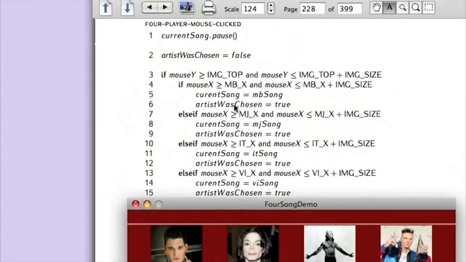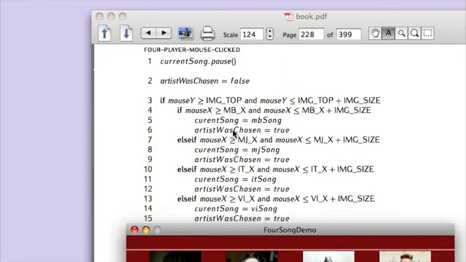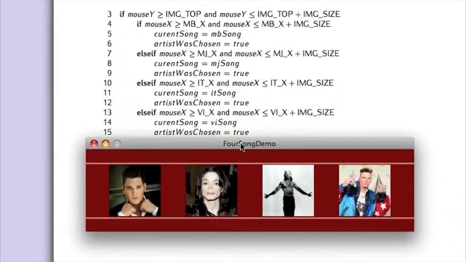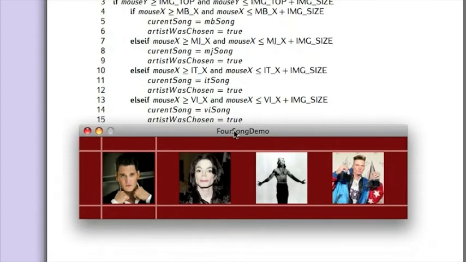Inside the outer if, there are four more ifs chained together, which tell if the mouse pointer is really over one of the pictures. In the demo application, vertical lines bracket the first picture, the second, the third, and the last picture of Vanilla Ice.